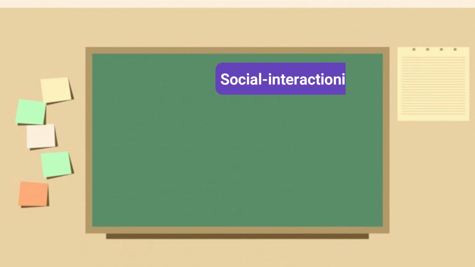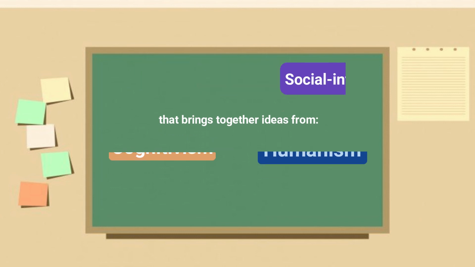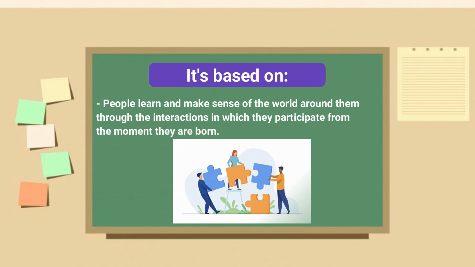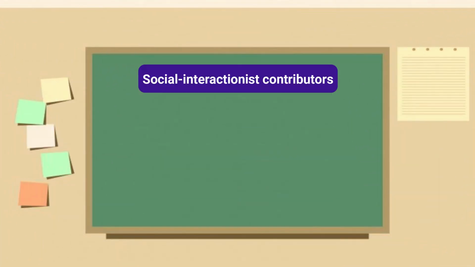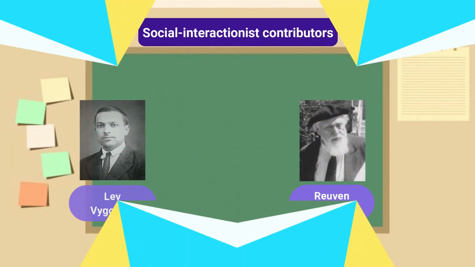And last, there is the social interactionist approach. This theory has an approach to educational psychology that brings together ideas from cognitive psychology and humanism. From this perspective, it is considered that people learn and make sense of the world around them through the interactions in which they participate from the moment they are born. There are two well-known psychologists that contributed to this, and they are Lev Vygotsky and Reuven Feuerstein.